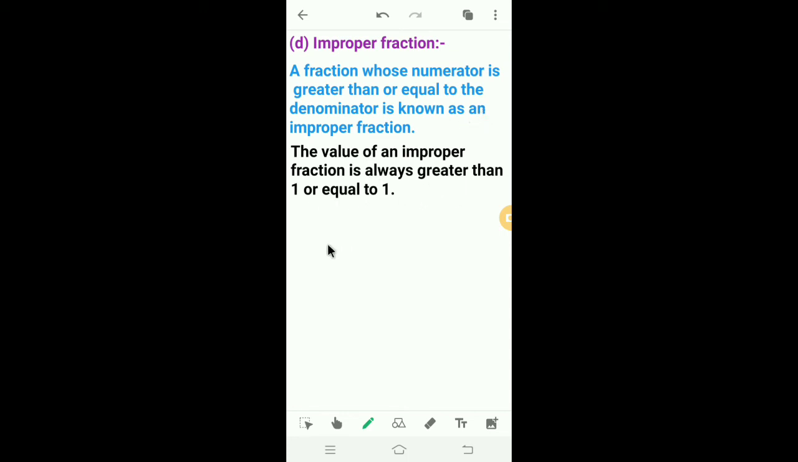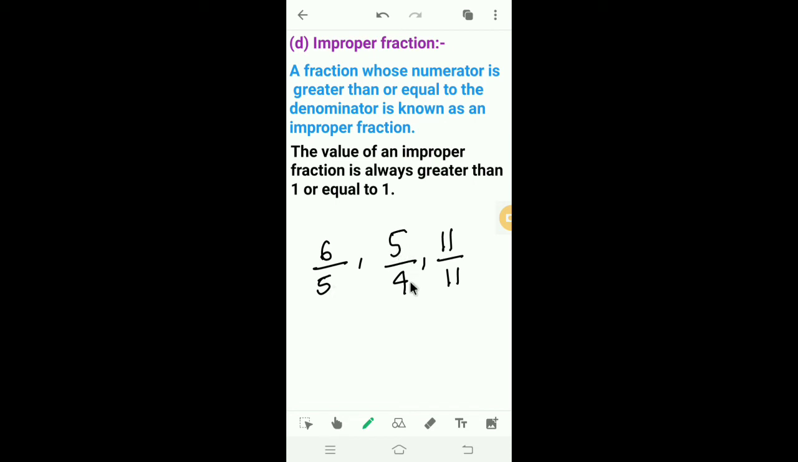For example, 6 by 5, 5 by 4, 11 by 11. So here in 6 by 5, 6 is a numerator and 5 is a denominator. Here numerator is greater than denominator. Here 6 is greater than 5.